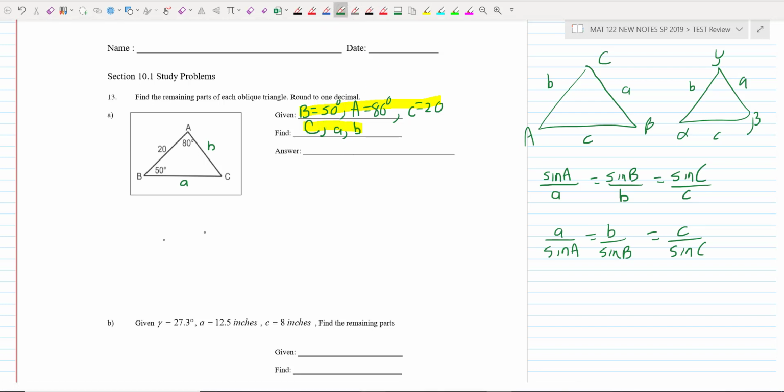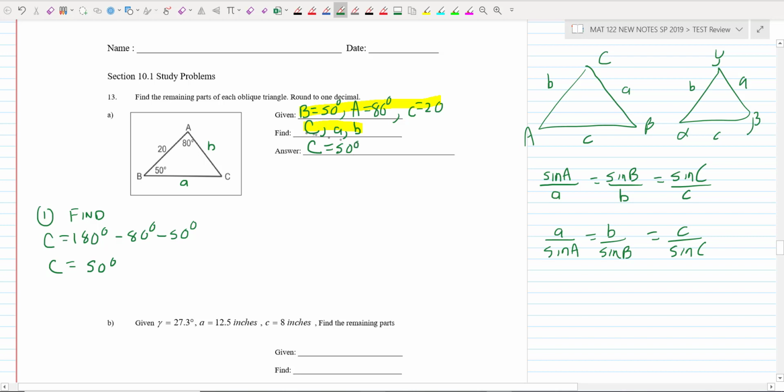So you got to start somewhere. Generally, if you're given three parts of a triangle, then you can find the rest of it. So step one, the logical thing to do would be to find angle C, since we know these two. So all you got to do to find angle C is take 180 degrees and subtract off the 80 degrees and the 50 degrees. So that would be, let's see, 100 minus 50, that'd be 50 degrees. Okay, so we now have C is equal to 50 degrees. So that's easy enough to find, right? So I'm going to just put that in my diagram like that then.